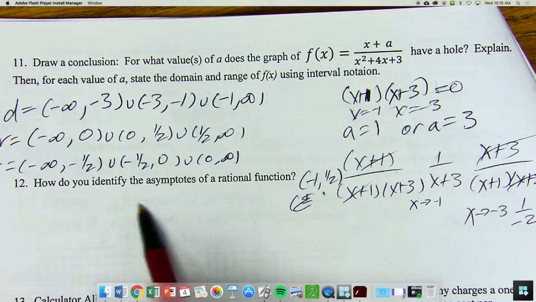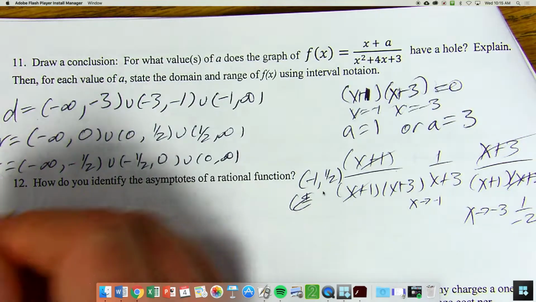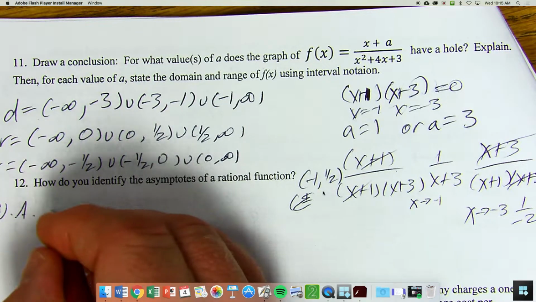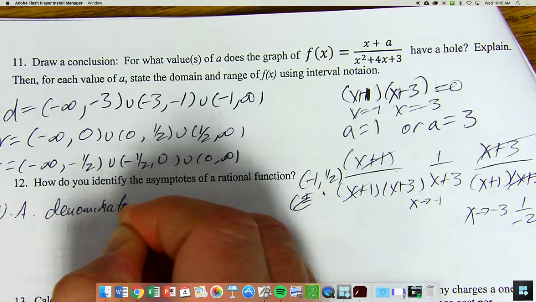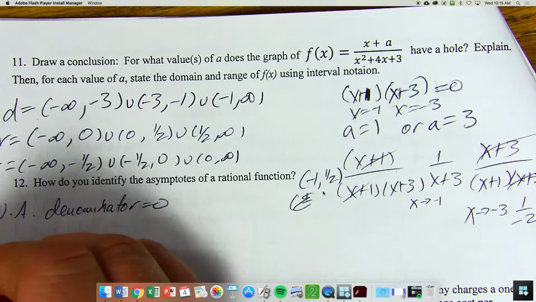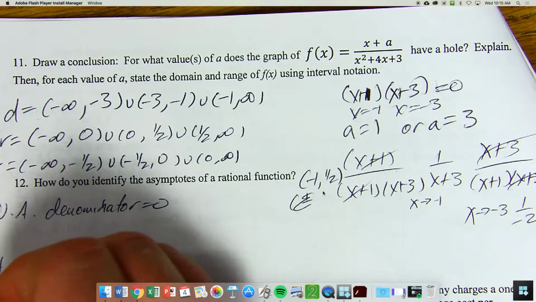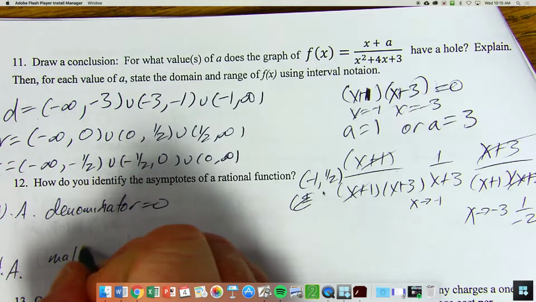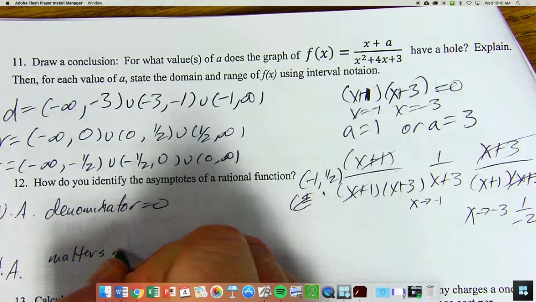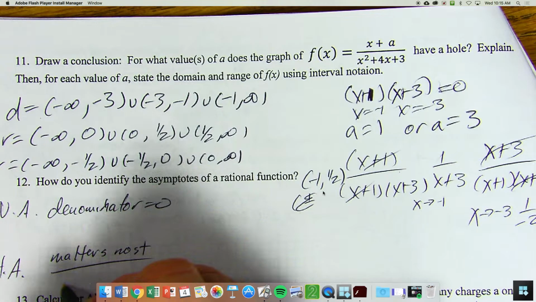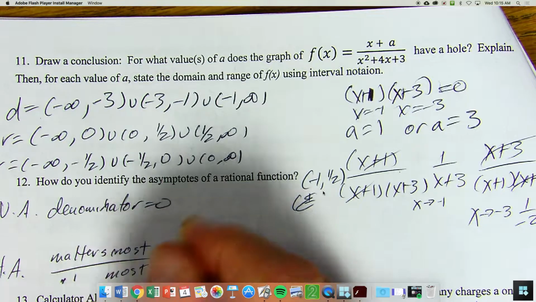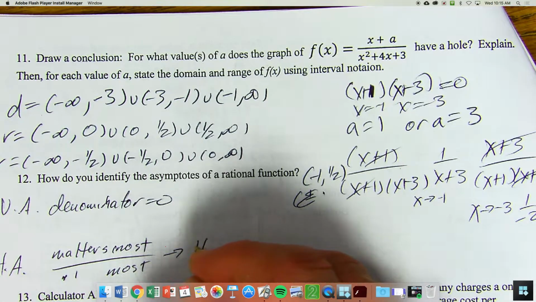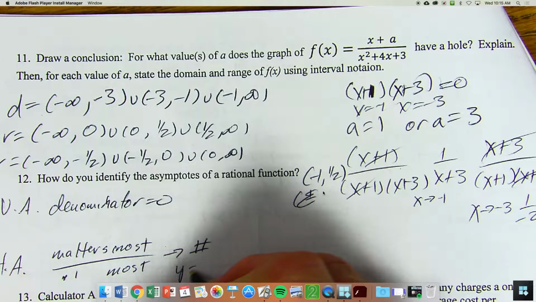So how do you identify the asymptotes of a rational? For the vertical asymptotes, we take the denominator, set equal to 0 and solve. For the horizontal asymptote, take what matters most on top, put over what matters most on the bottom, and you see what you get out. If that comes out to be a number, then there's your horizontal asymptote, y equals that number.